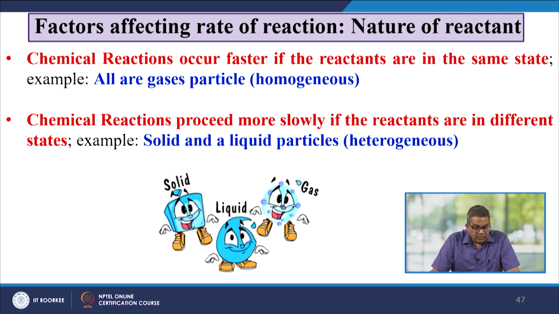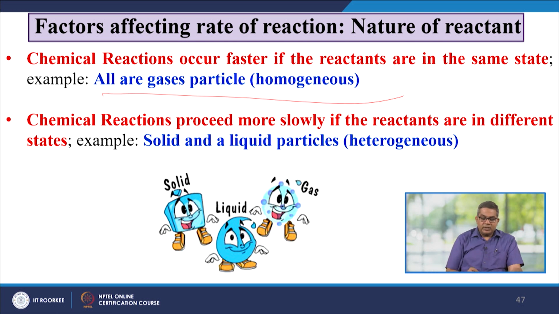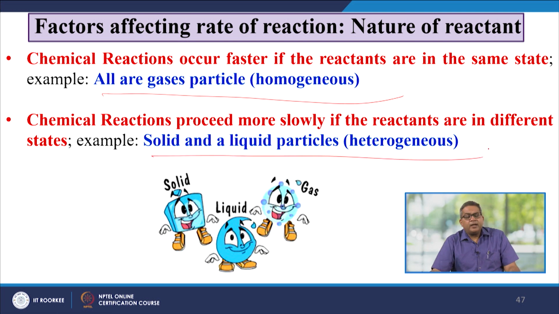Nature of reactant. A chemical reaction occurs faster if the reactants are in the same state. So all gas particles, they are homogeneous. The chemical reactions proceed more slowly if the reactants are in different states. For example, solid and liquid particles, they are heterogeneous.